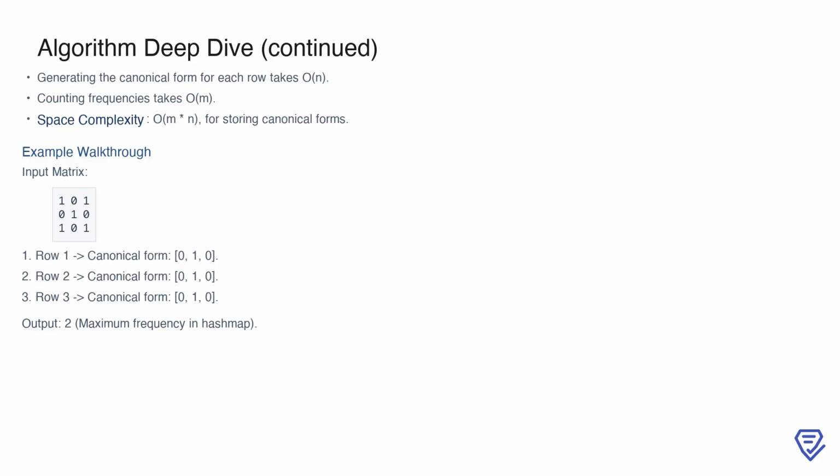This gives the algorithm an overall time complexity of O(m*n), where m is the number of rows and n is the number of columns. The space complexity is also O(m*n), since we need to store the canonical forms for all rows. For example, in the matrix 1 0 1, 0 1 0, 1 0 1, the canonical forms are 0 1 0 for all rows. The hash map stores this form with a count of 2. The output, which is the maximum frequency in the hash map, is 2. This represents the largest group of rows that can be aligned through column flips.